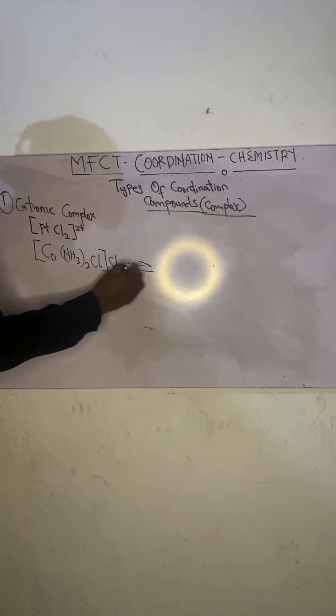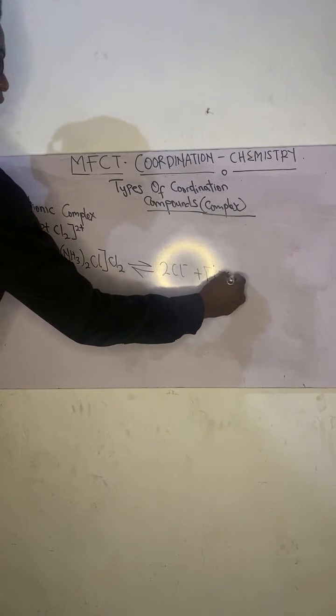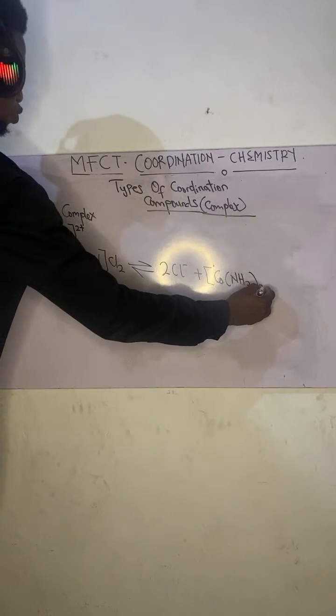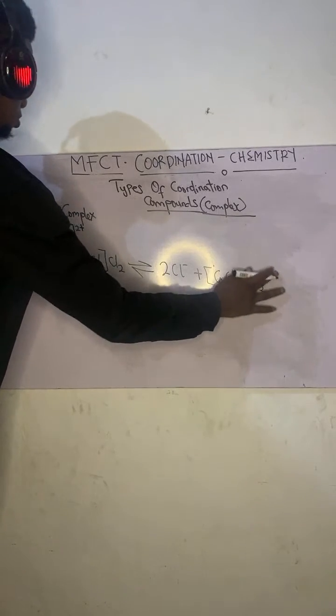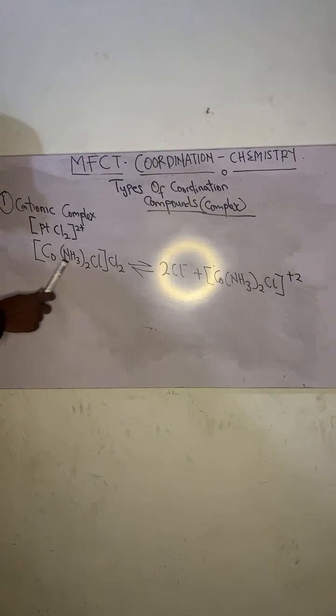You will see that if we ionize this complex compound, then we are going to get 2Cl minus plus [Co(NH3)2Cl] raised to plus 2. So since after ionizing this coordination complex, we got the coordination sphere to be positive, hence this coordination compound is a cationic compound. Okay, let's move on to the second one, which is anionic compound.